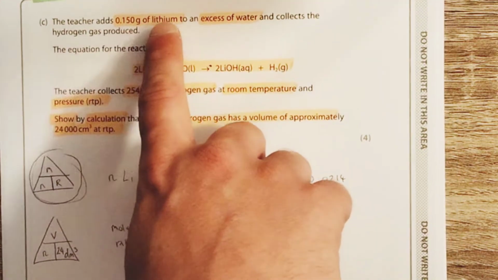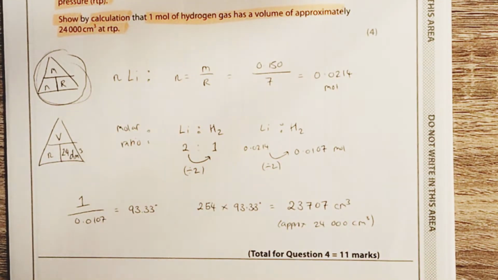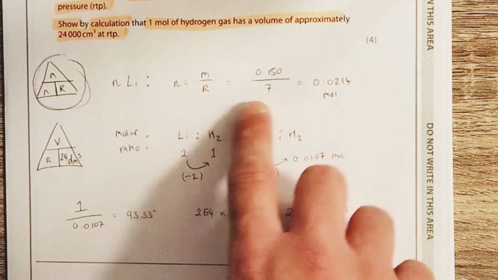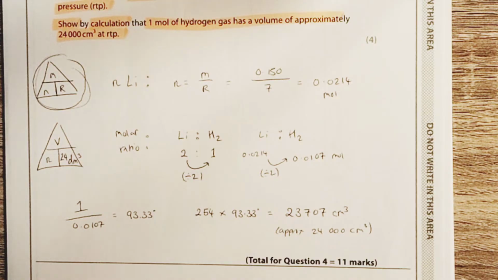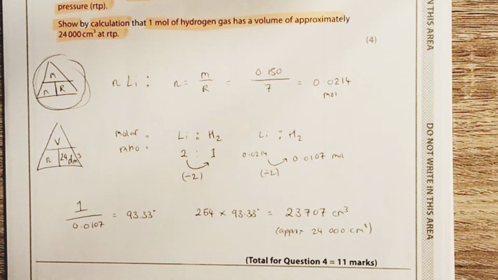And I thought where my starting point would be. I thought lithium would be a good starting point because I have its mass. So the first thing I did was work out the moles of lithium from the question. So moles is mass divided by relative mass. 0.15 grams of lithium divided by 7, the mass number, and therefore the relative mass of lithium from the periodic table, gave us 0.0214 moles of lithium being used in the experiment.